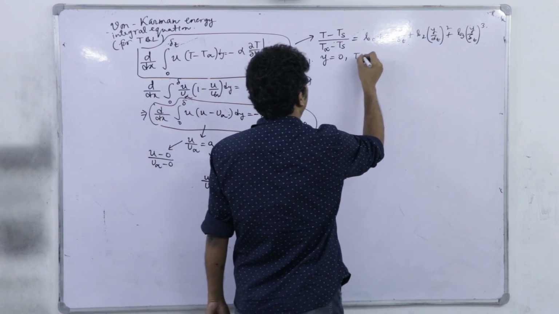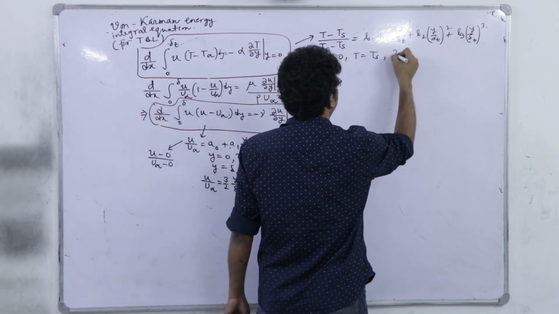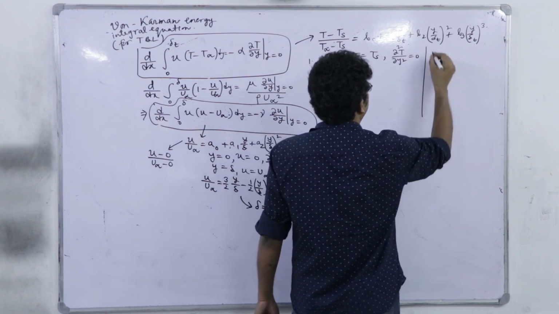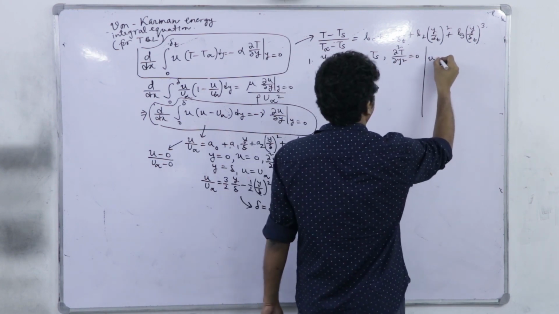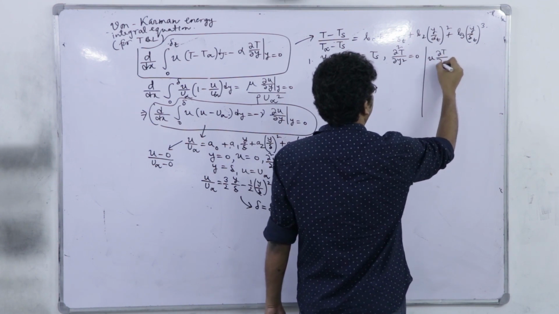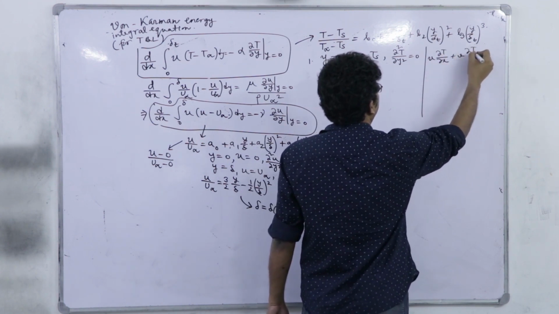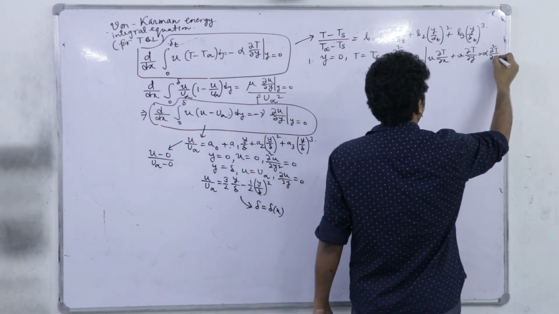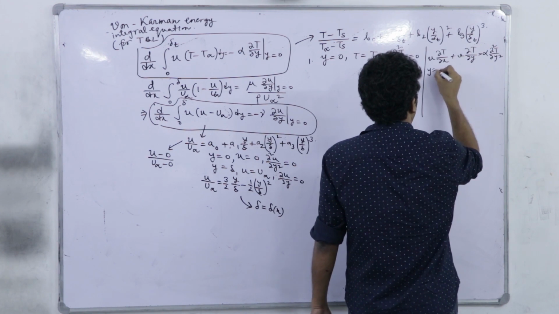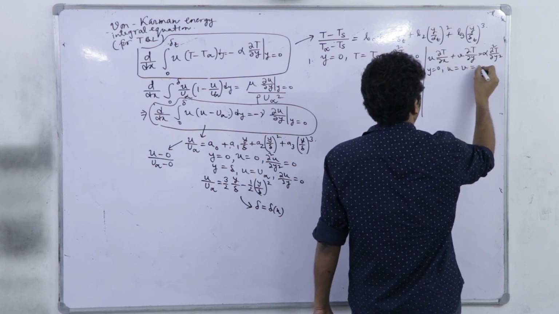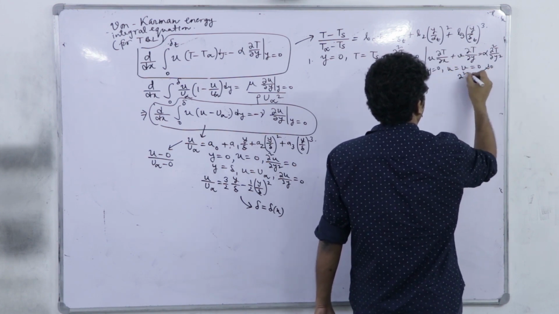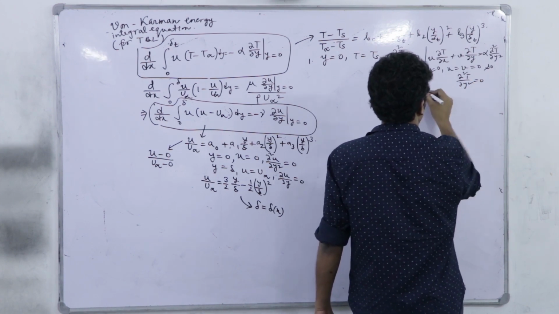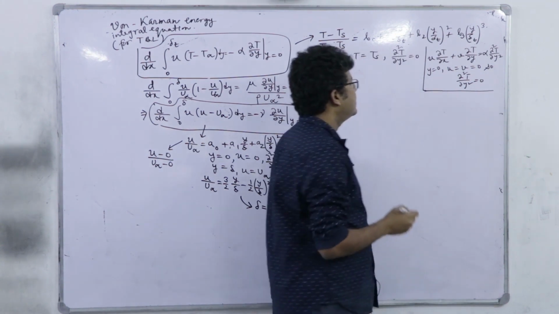Y equal to 0, T equal to Ts, del square T, del Y square 0. Why? Because from the general energy equation we know that U del T del X plus V del T del Y is equal to alpha del square T del Y square. At Y is equal to 0, U equal to V equal to 0, so del square T del Y square is also 0. Right?